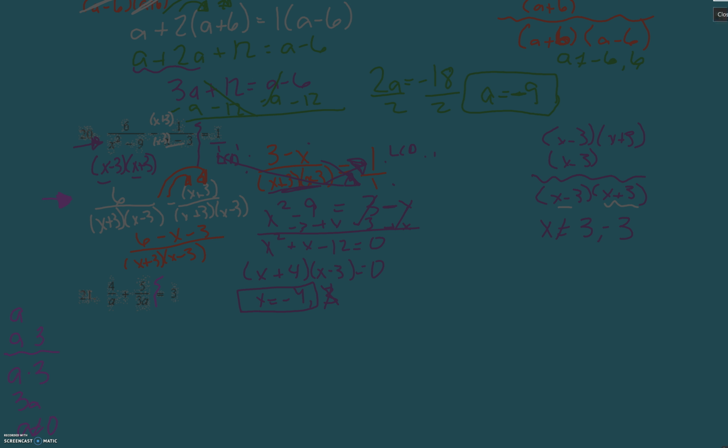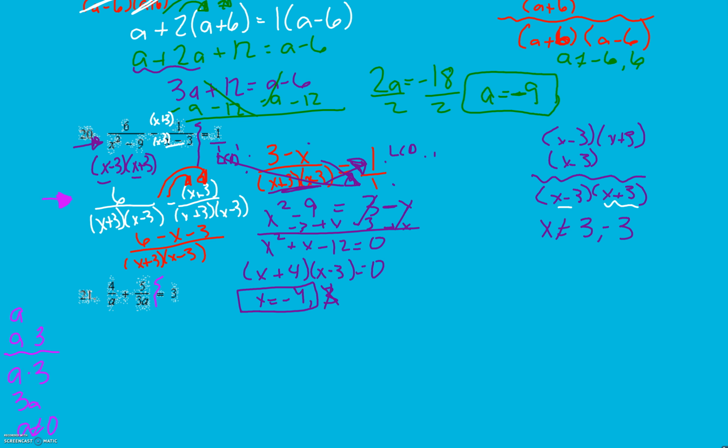I have the a. I am missing the 3. So I multiply top and bottom by 3, which gives me 12 over 3a plus 5 over 3a. Common denominator, 3a, combine my numerators, 17, equals 3. And we write whole numbers as over 1. I can clear my fraction here, multiply by 1 as well, to cross multiply. I get 17 equals 9a.